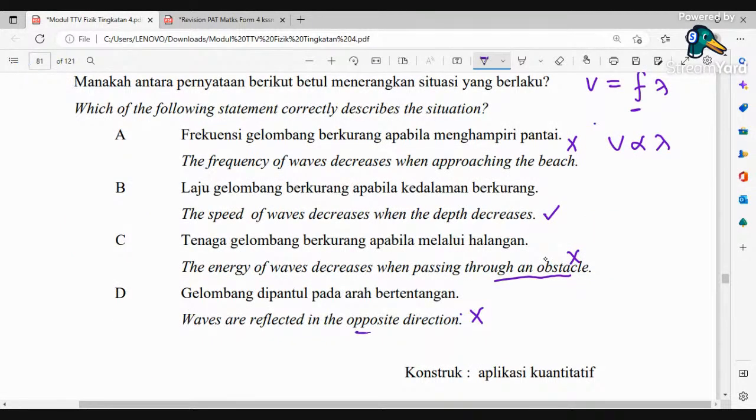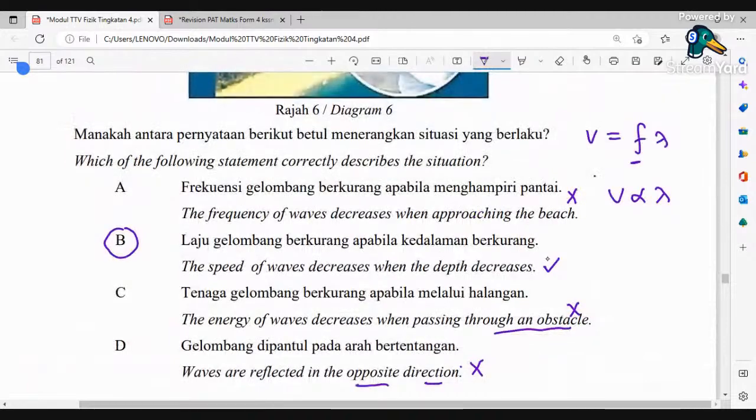Change direction but not opposite. So maybe certain case is opposite but not all cases. So this is not involving reflection, it's refraction. Okay. So kita tak ada case yang berkaitan. Diagram itu ialah refraction. So change in speed saja.